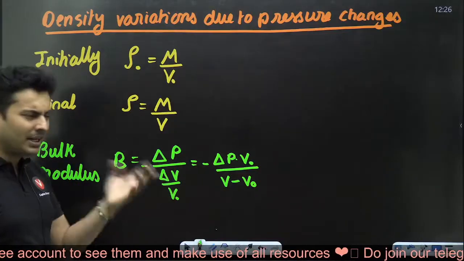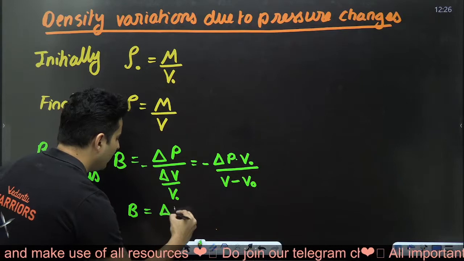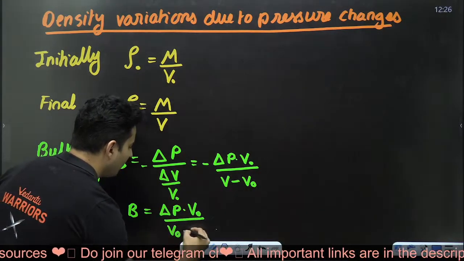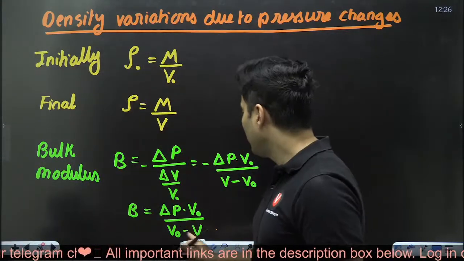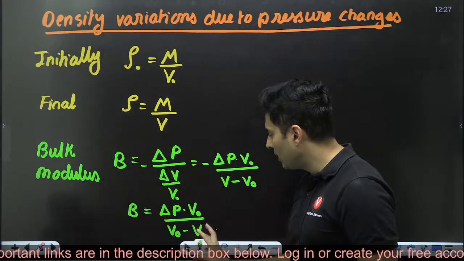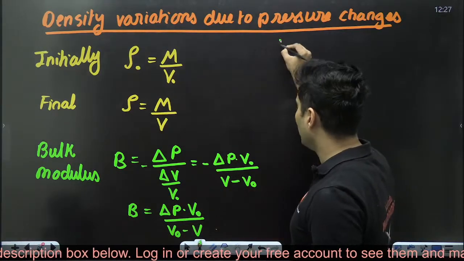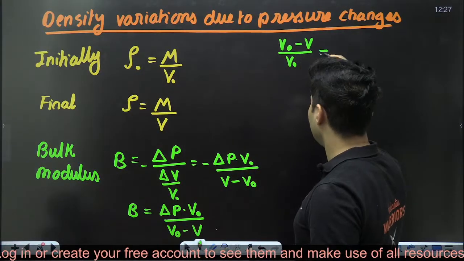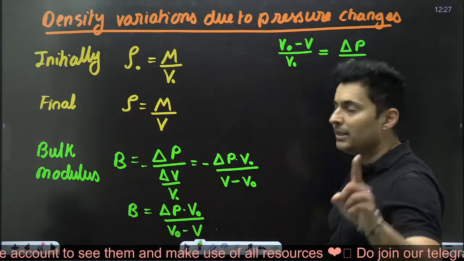If you want, we can take the minus sign inside to make it look nicer. So it will be delta P into V naught, the whole thing divided by V naught minus V. I just took the minus sign inside, nothing great. Now we will take V naught to the other side. Let's bring B below. So it will look like this: V0 minus V divided by V0 is equal to delta P by bulk modulus.